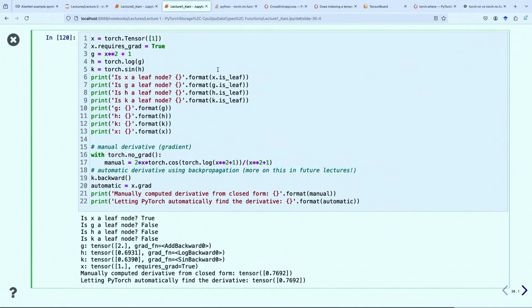We could do a sanity check for ourselves and ask PyTorch to see which of these are leaf nodes, right? Because what we're doing is effectively formulating a graph. We're saying x is connected to g, g is connected to h, and h is connected to k. So PyTorch itself is keeping track of the different nodes, and it's telling itself, okay, these things form a graph where x is a leaf, and g, h, and k are nodes in that graph.